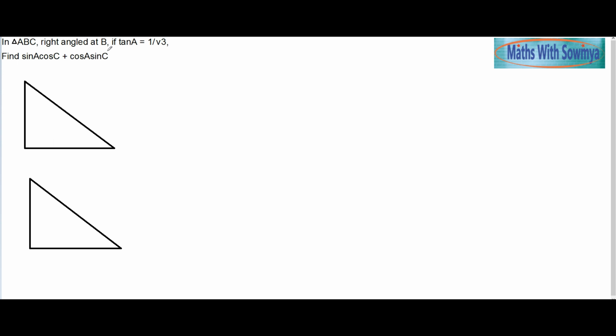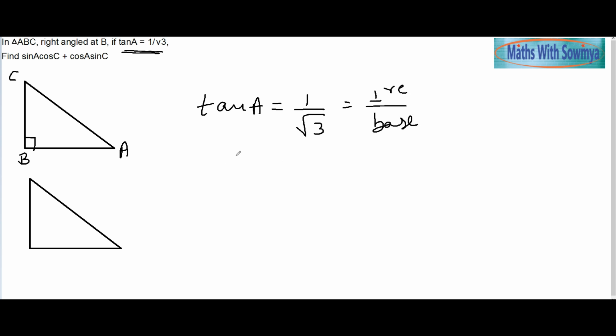In this sum, triangle ABC is right angled at B, and tan A is 1 by root 3. So I am putting A here and C here. What is tan A? Tan A we know is perpendicular by base. Perpendicular is BC, base is AB, which is 1 by root 3. So perpendicular is 1 and base is root 3.